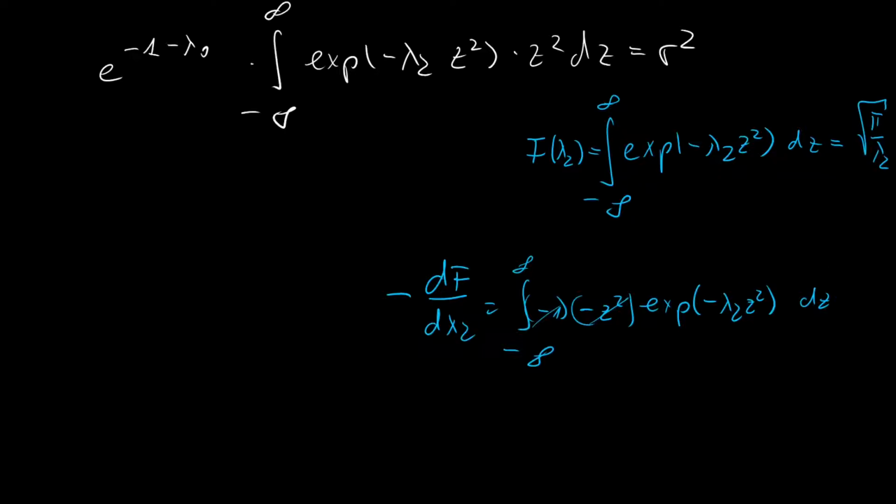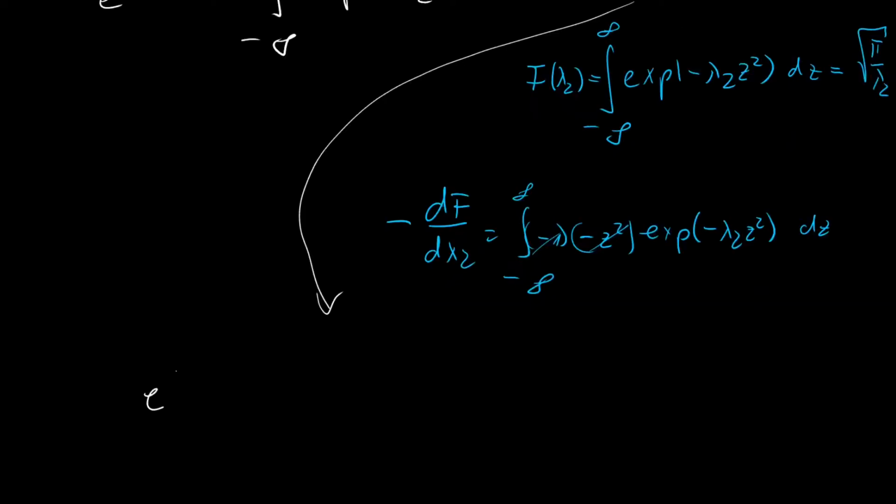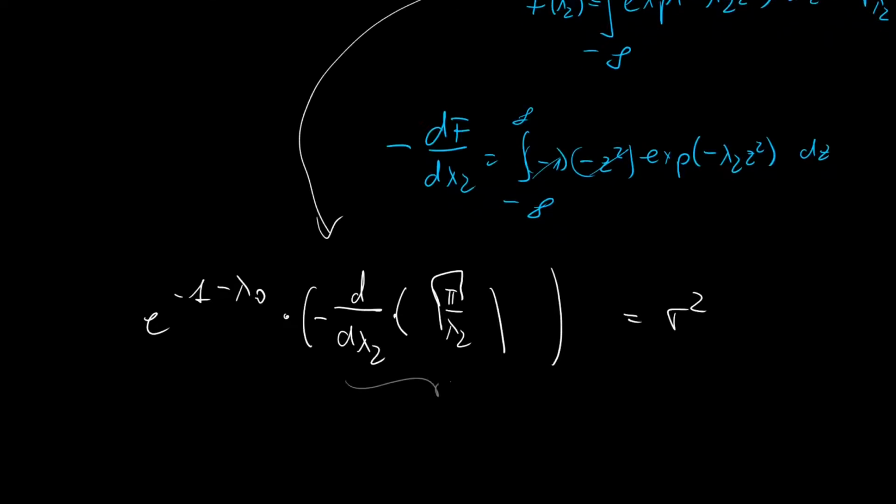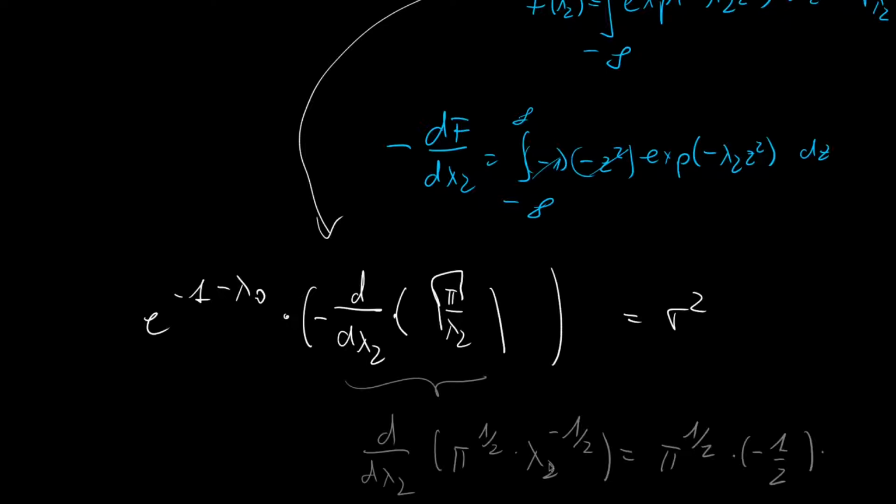So in other words, what we are getting here is that e to the minus 1 minus lambda 0 times something has to be sigma squared, and this something is the negative derivative with respect to lambda 2 of the square root of pi over lambda 2. And let's take this derivative, and this will be the derivative with respect to lambda 2 of pi to the 1/2, which is just the square root, times lambda 2 to the minus 1/2. If we take this derivative, then pi to the 1/2 stays because it's just a constant. Then we get minus 1/2 times, and the derivative of this is lambda 2 to the minus 3/2.